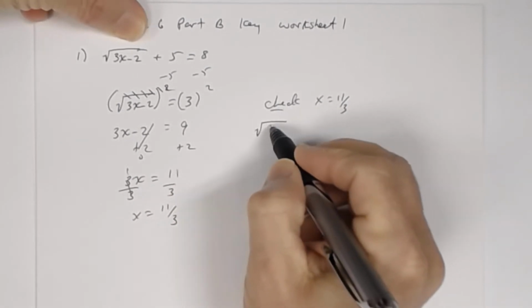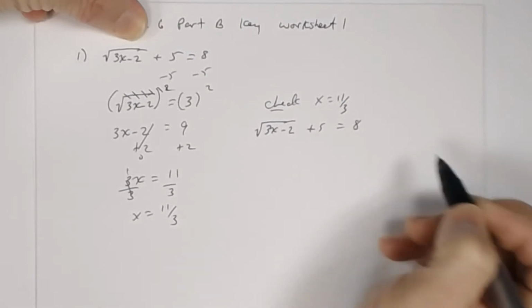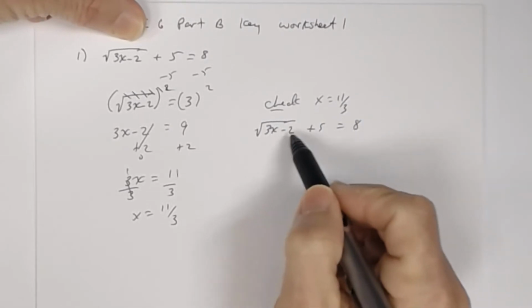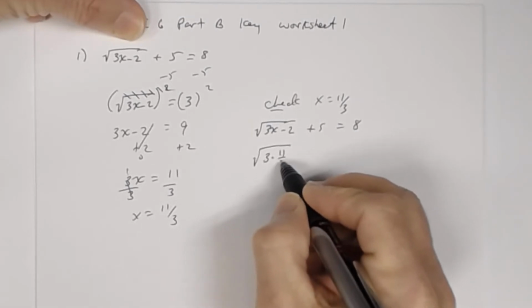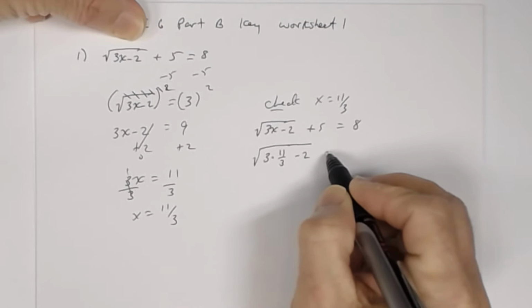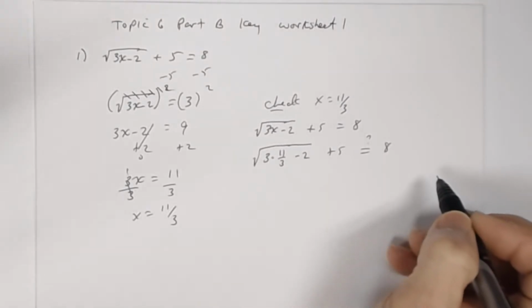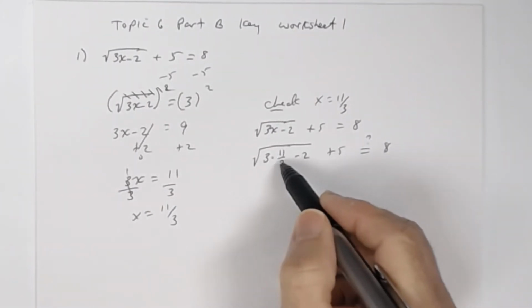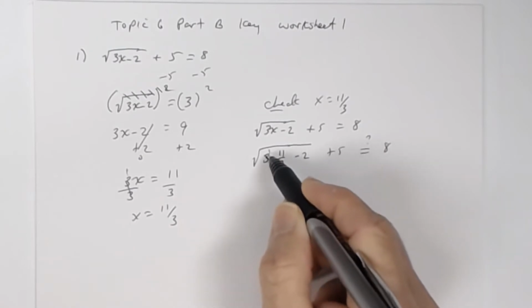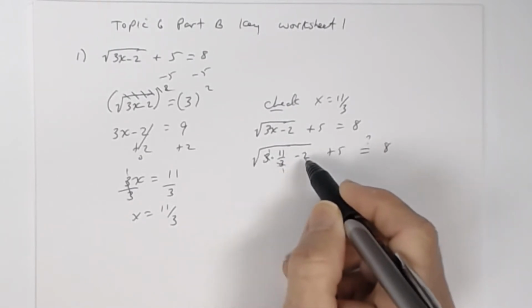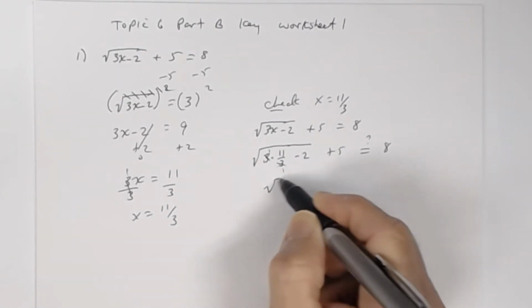And so the original is the square root of 3x minus 2, plus 5, equals 8. And so in place of the variable x, I'm going to substitute 11 thirds. So I get the square root of 3 times 11 thirds minus 2, plus 5. And I want to see if that's going to equal the other side, which is 8. Well, 3 times 11 thirds, the 3's divide out. And so this product here, 1 times 11 is 11. 11 minus 2 is 9.